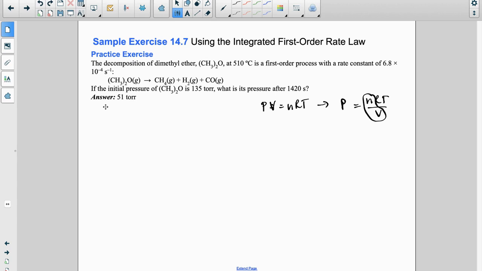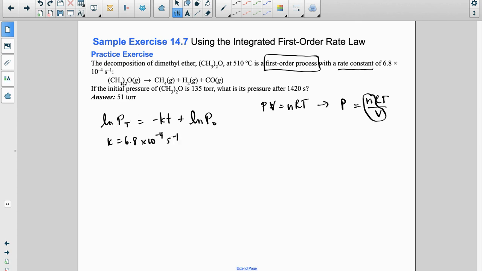So in this problem, again, it tells us it's a first order process. So we're going to use that integrated rate law again. But this time, instead of concentrations, we'll use pressure: natural log of pressure at time t equals minus kt plus natural log of initial pressure. So let's see if I can pick out the things that I need. It says rate constant of 6.8 times 10 to the minus 4.